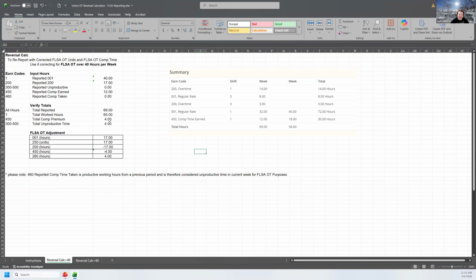Next, we're taking the comp premium, the 4 hours between 8 actually worked and 12 earned, and moving it out of our comp time earned and putting it into our FLSA comp time earned. Because guess what? That's the premium portion. All right, now let's do week 2, 40 and 18. This one's easier. Reported hours 001, 0 overtime hours. Comp time earned is 18.